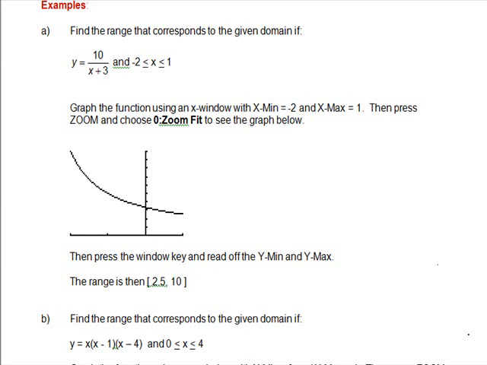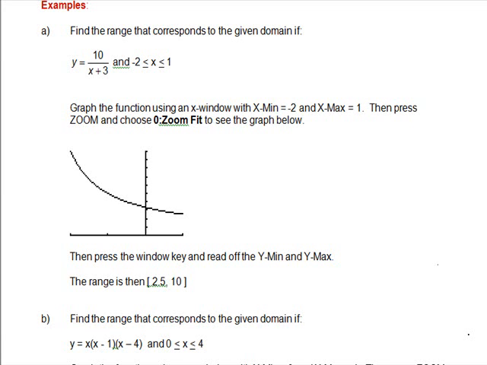Let me give one more set of examples here. What I'd like to do is find a range that corresponds to a given domain. So what's going to happen is we're going to be told, only look at this piece of the domain, and when we do that, what is the corresponding range? So for example, let's take a look, because I think it'll make more sense.